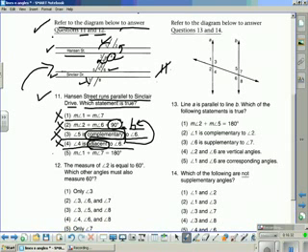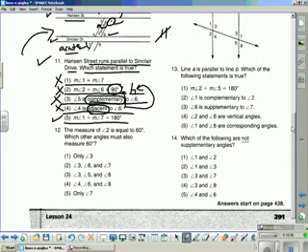So that means that it has to be number 5. Let's make sure. Angle 1 plus angle 7 is 180 degrees. Yes. Angle 1 is obtuse. Angle 7 is acute. They are supplementary, therefore the answer is 5.